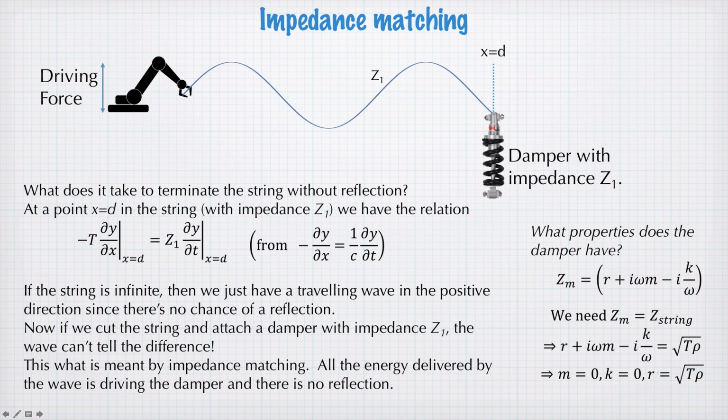And what we have is just the r, the damping rate due to the viscous fluid, say, in this damper, is equal to the square root of the tension multiplied by the linear density. So we can imagine this damper as being some massless piston that's pushing its way through some viscous fluid and gives damping but no mass and no spring constant.